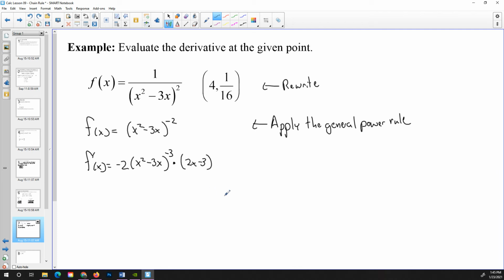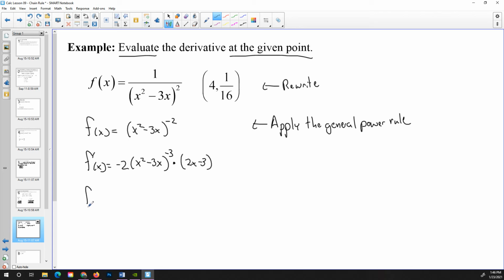Now normally I would say that you should reduce this function, get rid of that negative exponent. But remember what this question is asking us to do. It's asking us to evaluate at the given point. They're not asking for the derivative, they're asking for the value of the derivative. So we have this function at a point where we can actually use it.